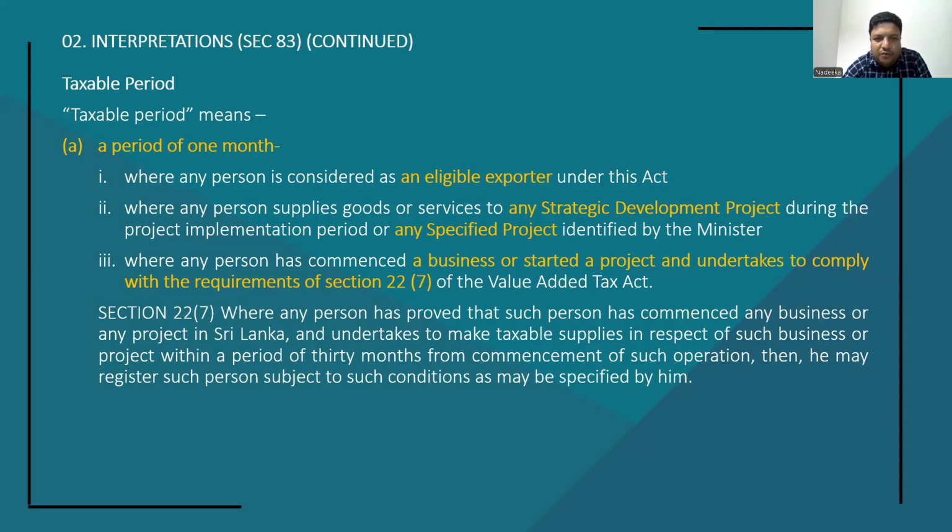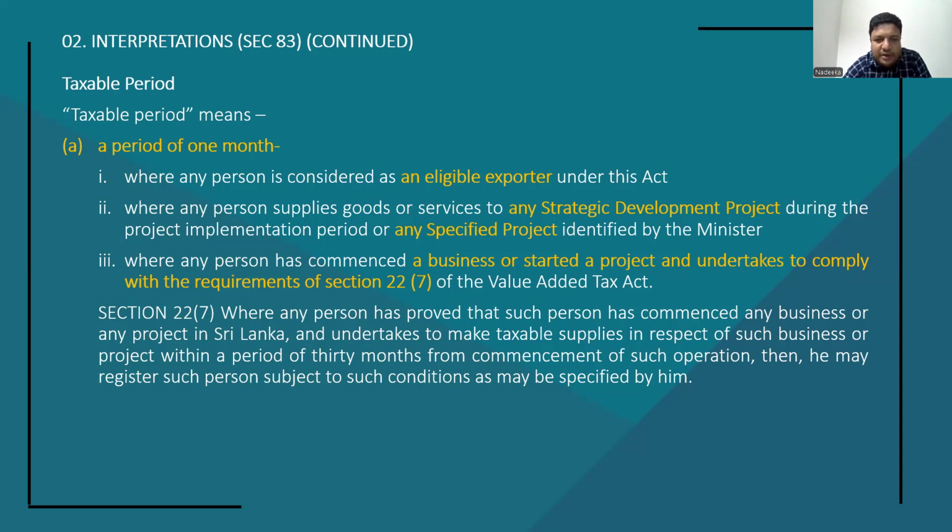A period of 1 month is applicable where any person is considered as an eligible exporter under this Act. If you are an eligible exporter as per the definition of the Act, then the applicable taxable period is the 1 month taxable period.